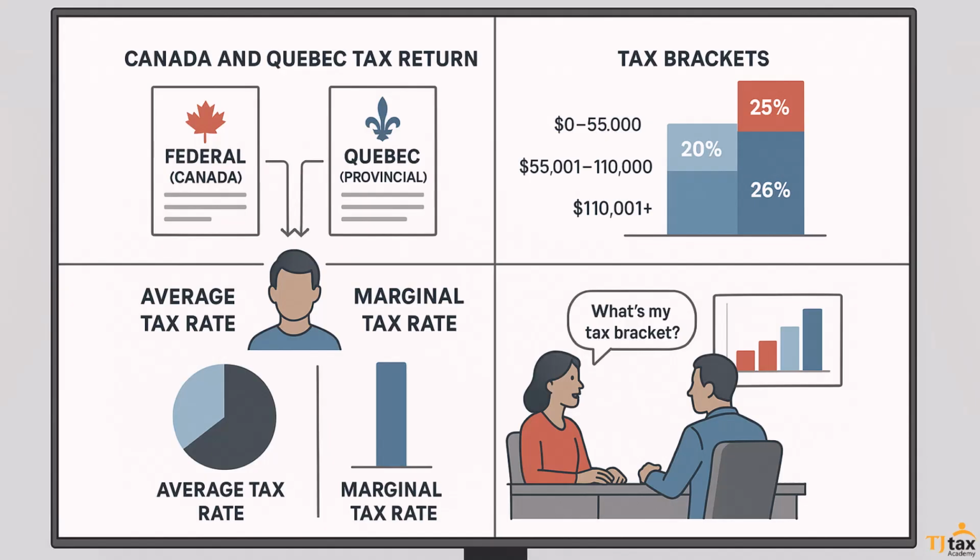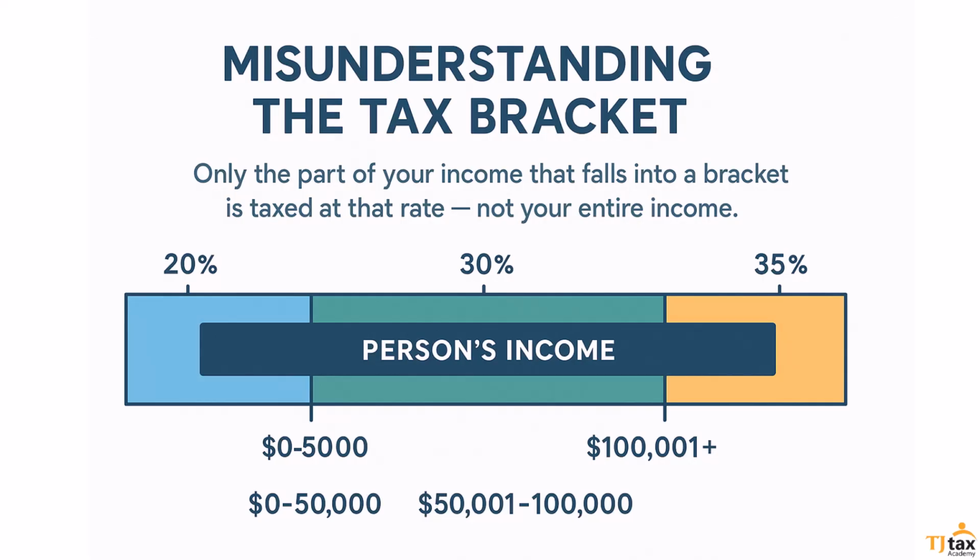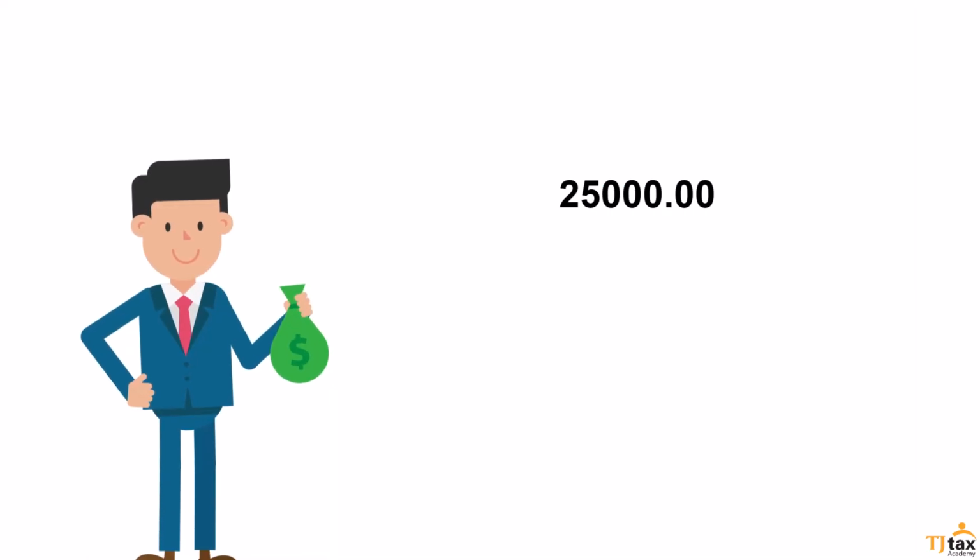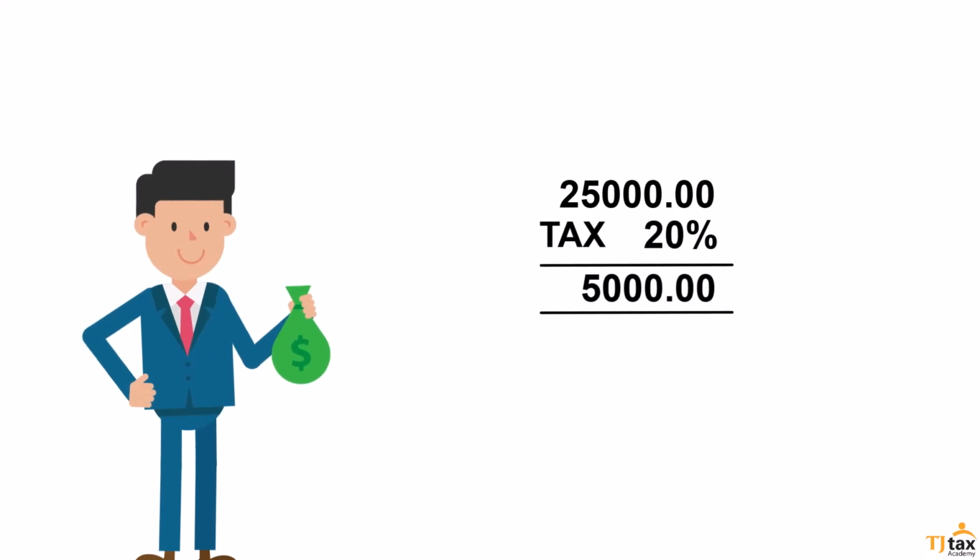Sometimes when people come to my office, they will ask me things like, what is my tax bracket? Or what is my tax rate? And I think they believe the two are the same. I think that some people believe that their tax bracket or tax rate means that their total income is being taxed. They think if they had $25,000 of income and tax at 20%, they would have to pay $5,000 in taxes. 25,000 times 20% equals 5,000.